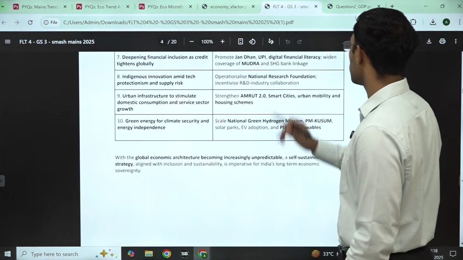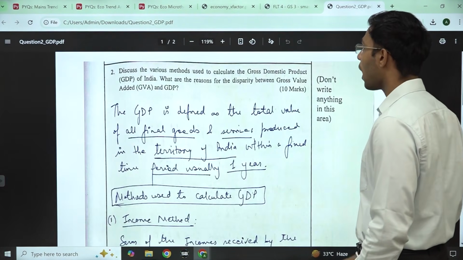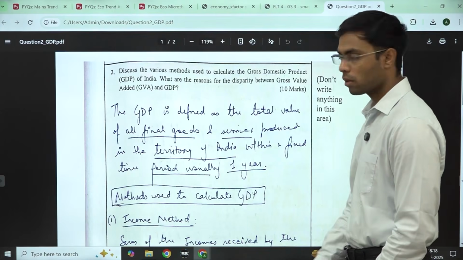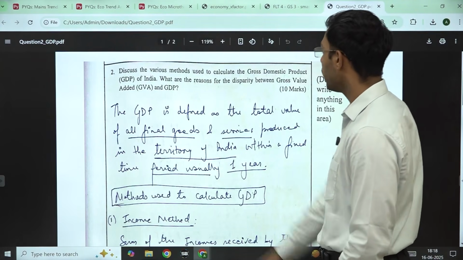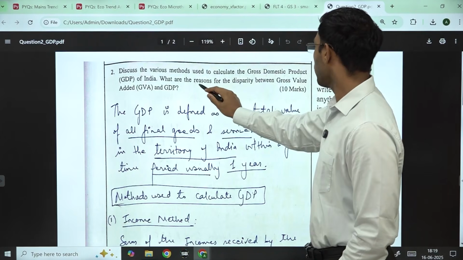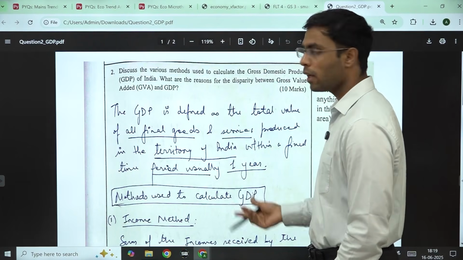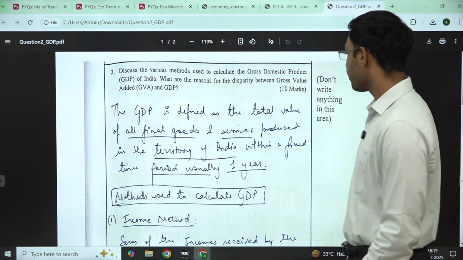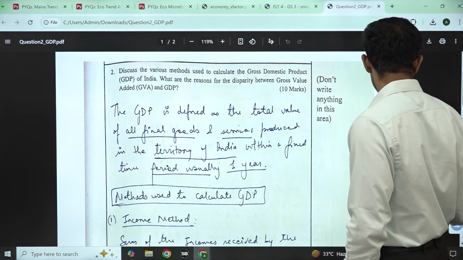So we have seen this question. Now I would like to show you one of the questions that I had written when I was preparing for the mains. This is a question on GDP, right? So it says: the various methods used to calculate GDP and the reasons for disparity between GVA and GDP, right? So like I said, this is an economics question.